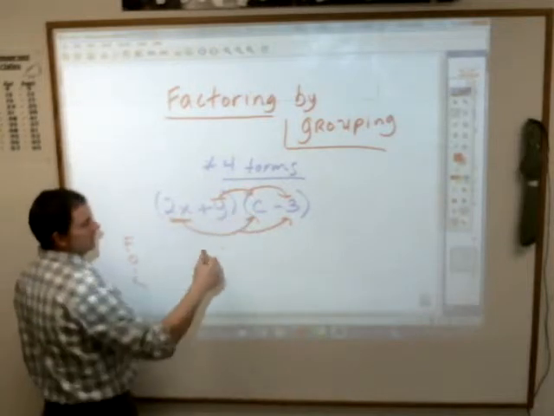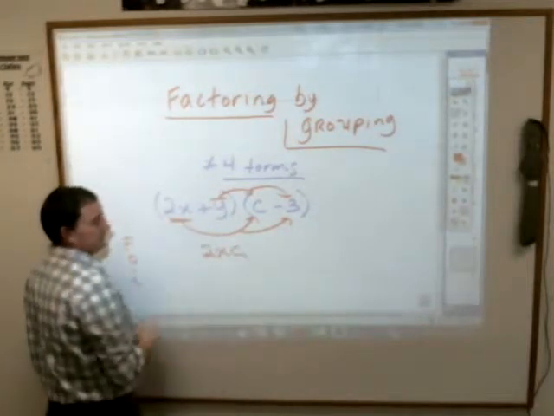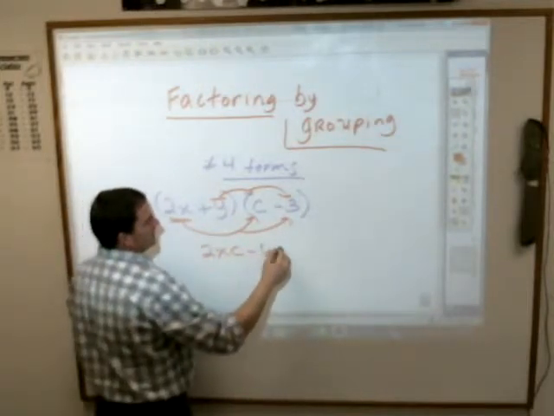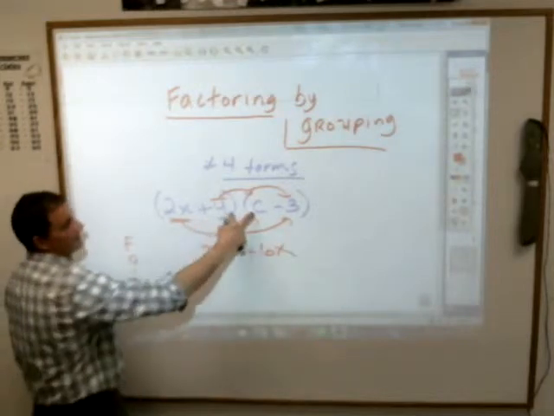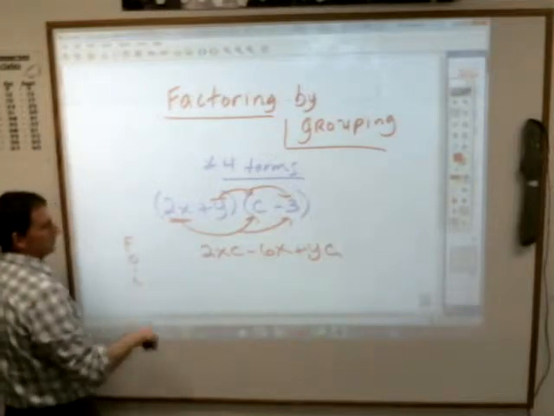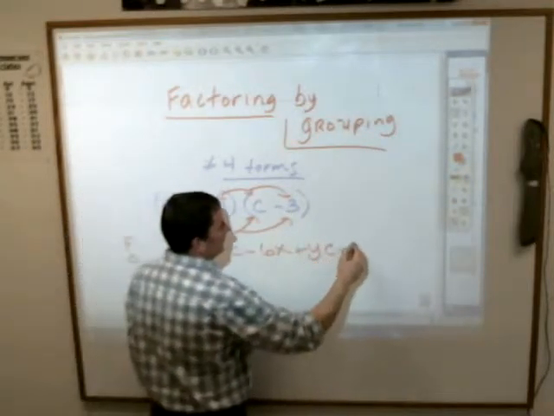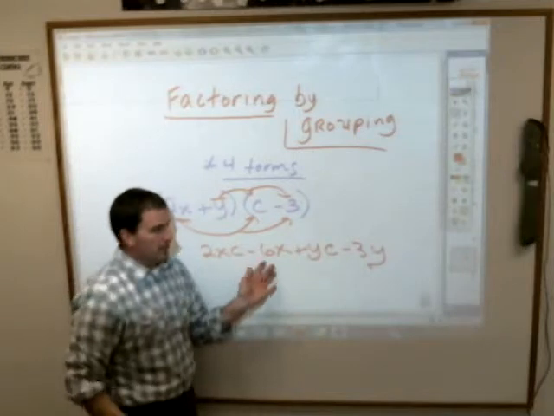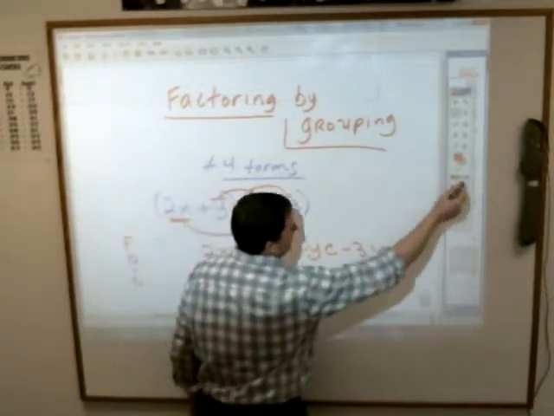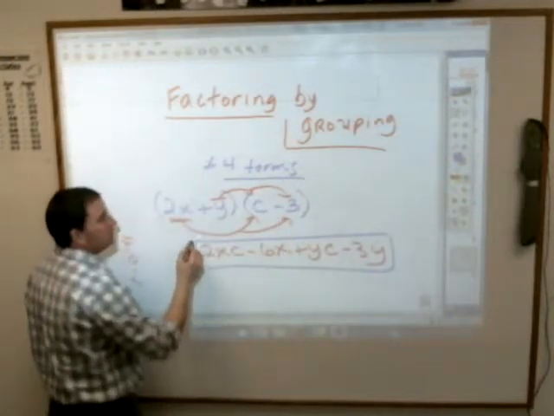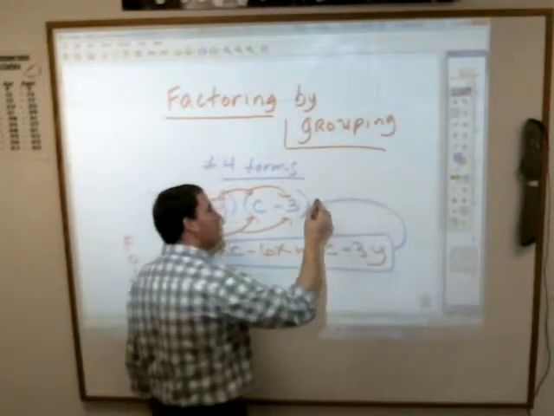Watch. The two first terms together give you 2xc. The two outside terms, 2x and a minus 3, is a minus 6x. The two inside terms is a yc, and the two last terms is negative 3y. That's your answer. That's what I get when I multiply them together. You can't simplify because there's no like terms here. This is why I gave you this. For tomorrow, they're going to give you this, and you have to somehow get it back to that.